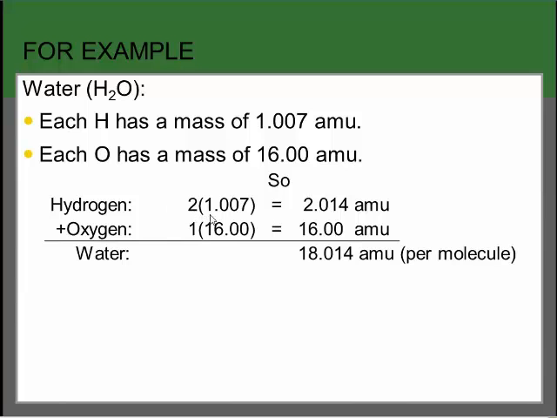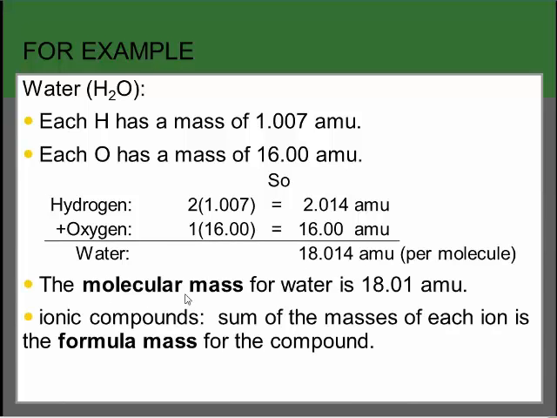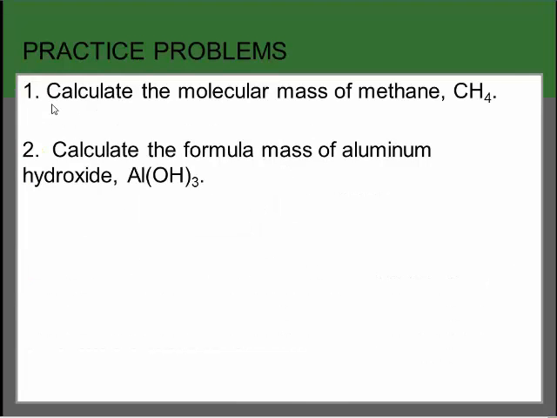So we add them up. 2 times 1.007, 2.014. Oxygen, 16.00. Add them together, 18.014. The molecular mass for water is 18.01 AMUs to 2 decimal places. Because we're adding, we have 2 decimal places here, 3 here. We want to keep 2 decimal places in our answer, 18.01 AMU. And that's the mass of 1 water molecule. If this were an ionic compound, the sum of the masses is the formula mass for the compound. So let's calculate the molecular mass of methane and also calculate the formula mass of aluminum hydroxide.